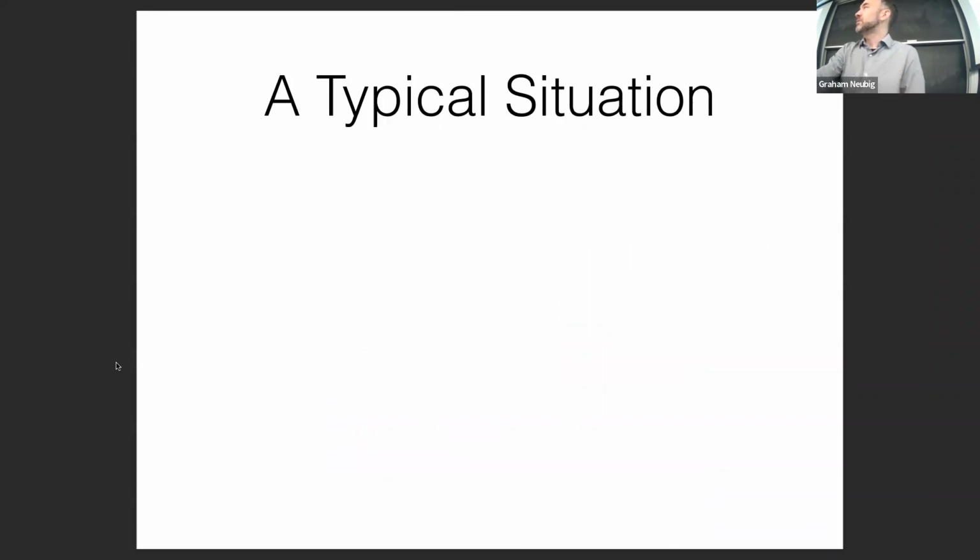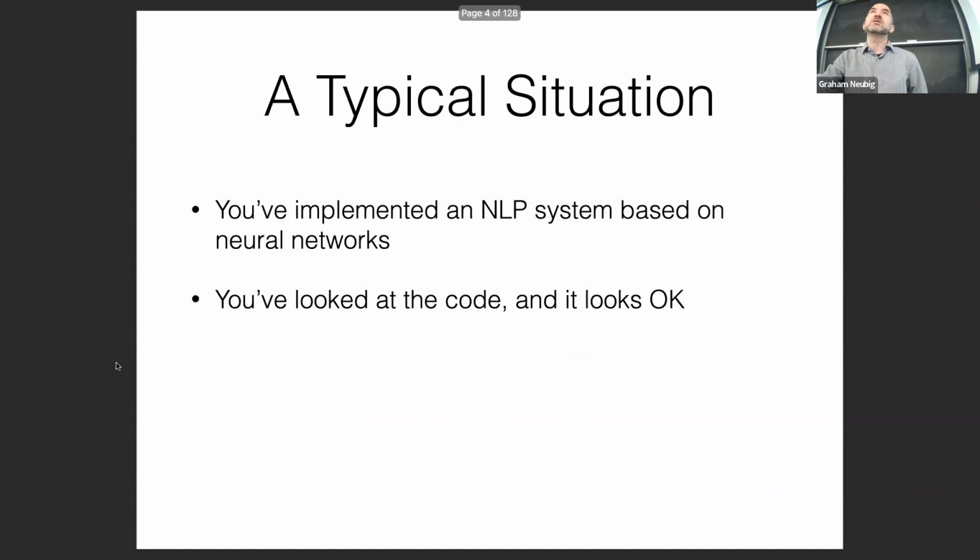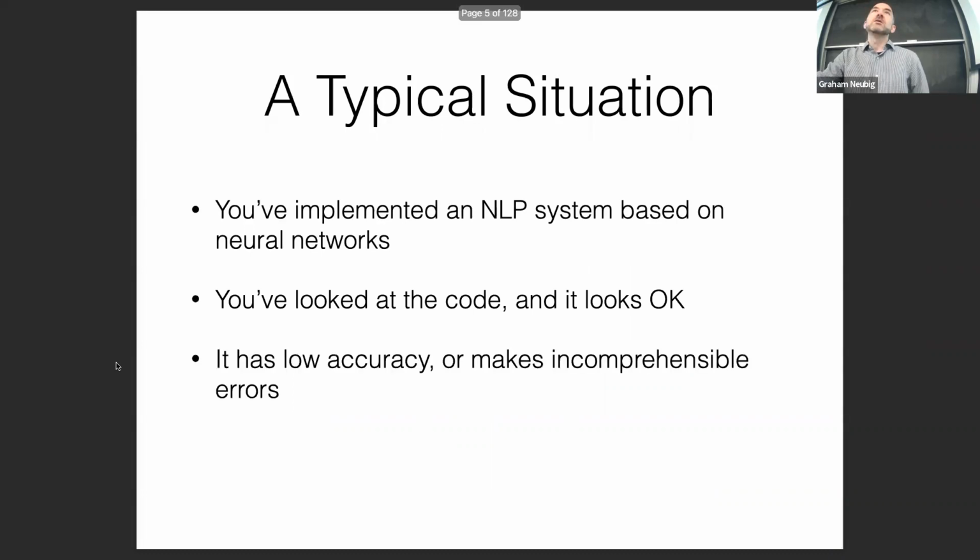So if we think about a typical situation in developing models that you're using for whatever task you're interested in, you've implemented an NLP system, usually based on a neural network style model, like all the ones we're doing in class. You've looked at the code and it looks basically okay. However, it has low accuracy or it makes incomprehensible errors. And because of this, you'd like to know, why is this going on? What is the problem with my model? So what do you do?